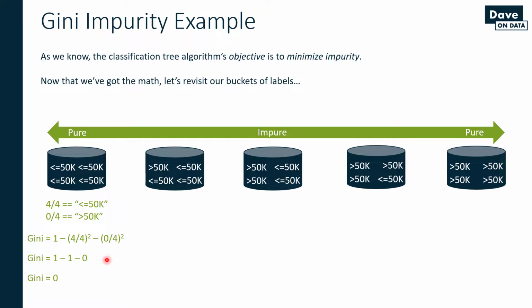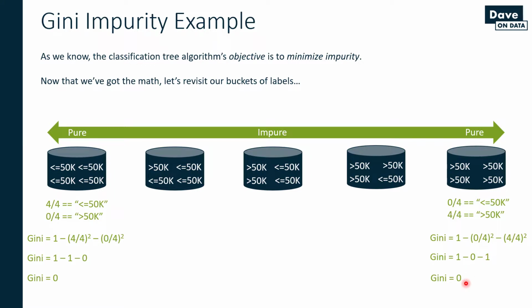But just to really cement things, let's take a look at this node way over here on the right. We know that we have 0 out of 4 labels that are less than or equal to 50K. And we know 4 out of 4 of the labels in this bucket, in this node, are greater than 50K. And we can plug and chug. 0 out of 4 goes here, 4 out of 4 goes here, because we have 2 labels, because we're in the binary classification problem space. We square them, and that gives us 0, because 0 squared is 0, and 4 divided by 4 is 1, and 1 squared is equal to 1. And once again, we get a Gini value of 0.